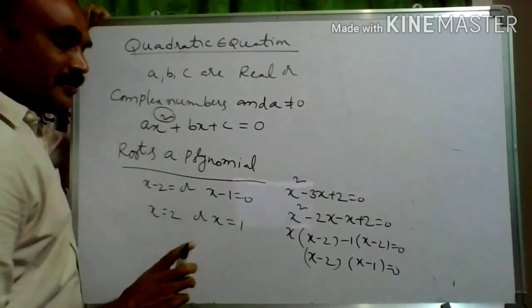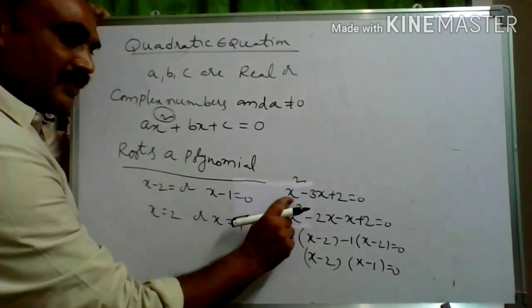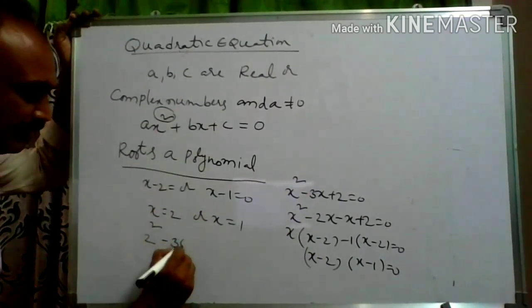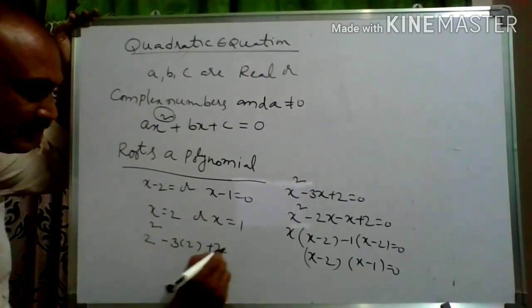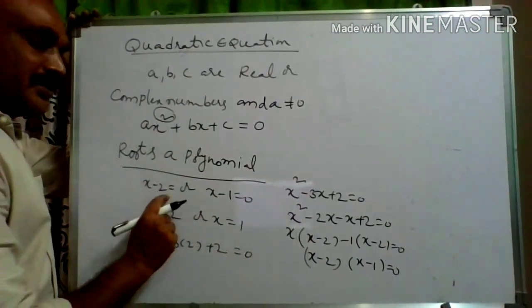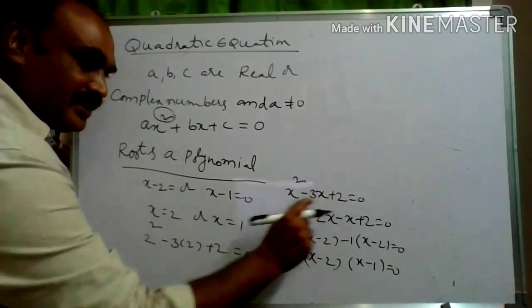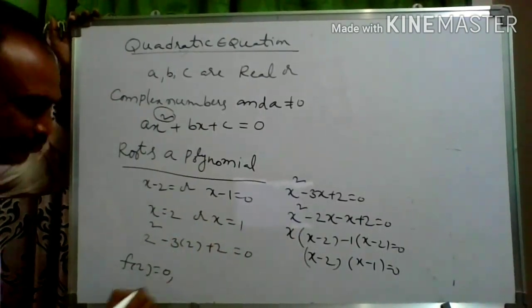Students, solution or root means, suppose we substitute x is equal to 2 in the equation x square minus 3x plus 2: 2 square minus 3 into 2 plus 2, so 4 plus 2 is 6, minus 6 is 0. Students, 2 is a root. Suppose this is the equation f of x. 2 is a root, f of 2 is equal to 0.